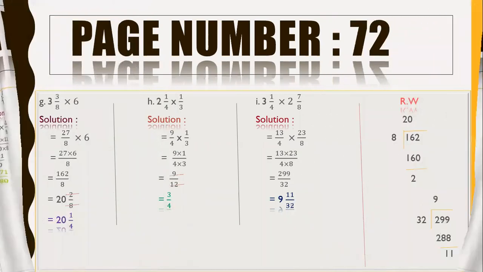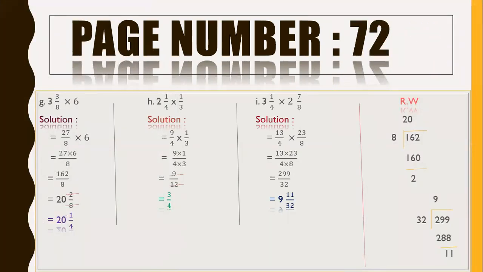Part G is 3 whole number 3 over 8 multiplied by 6. One number is whole and the other is a mixed number. Convert the mixed number into an improper fraction, and after the multiplication with 6, 162 over 8 is there. When we divide, we get the mixed number 20 whole number 2 over 8. But we can cancel 2 and 8 because one is in the numerator and the other is in the denominator. Our answer will become 20 whole number 1 over 4.